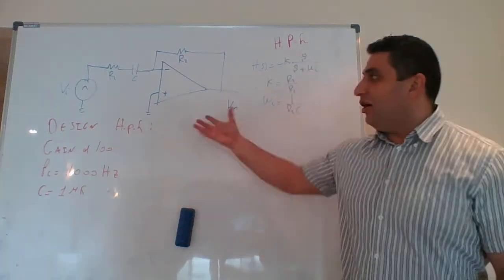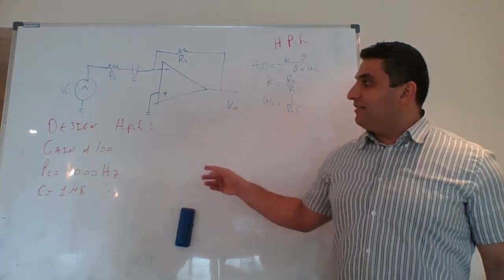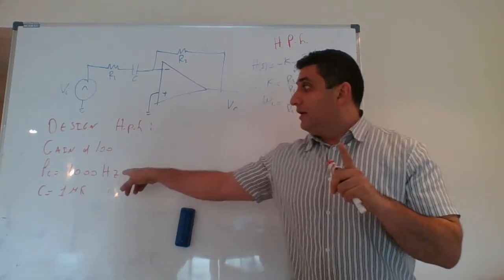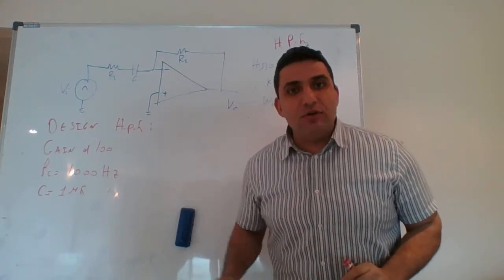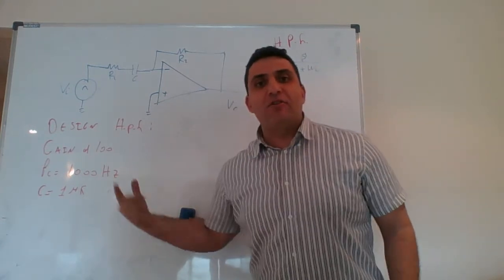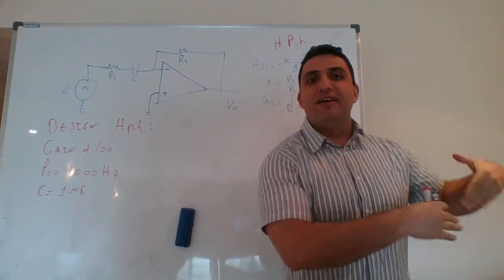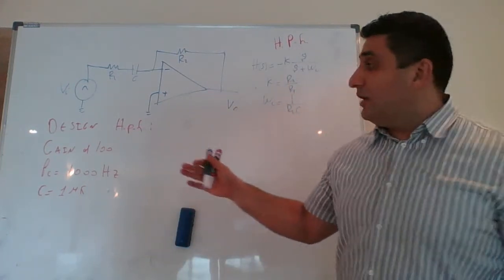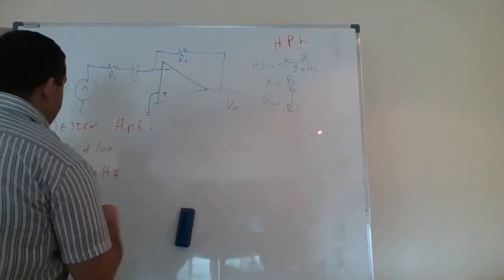I have an op amp. I need to design an active filter. Gain of 100, high pass filter, cutoff frequency is 1000 hertz. And I only have one capacitor available, 1 microfarad. I don't have the luxury of multiple values of capacitors. I have only one. So what do I do now is I follow what I learned.